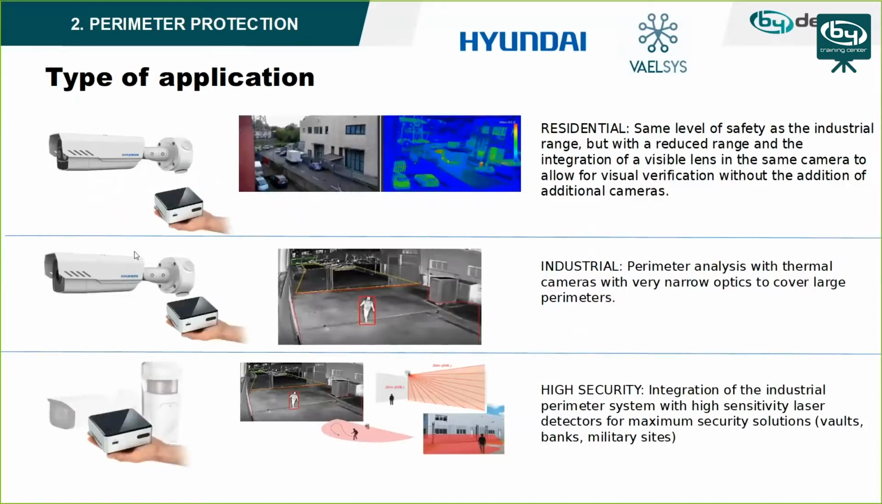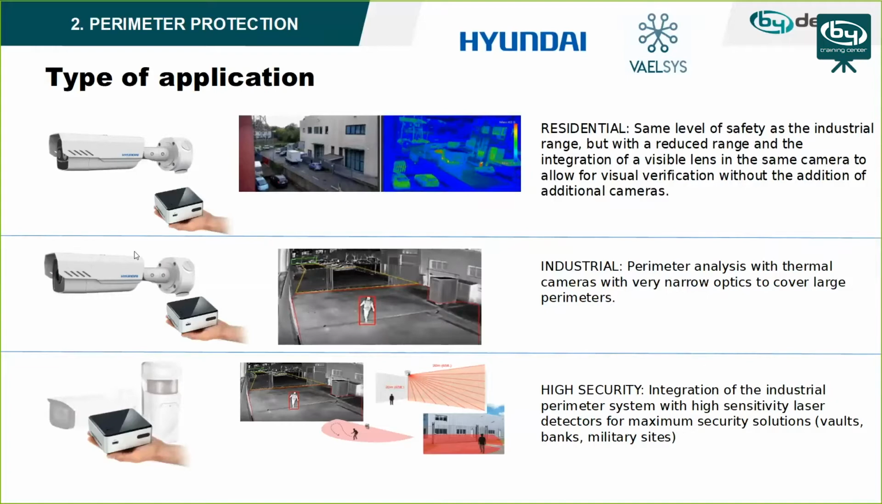We have different types of applications. So we have residential, industrial, and high security applications of these perimeter protections. Residential would give you same level of safety as the industrial range, but with a bit of reduced range in this application. We also have industrial type of application, which gives you a certain quality of perimeter analysis with thermal cameras that allow for narrow optics to cover large perimeters, like on the previous GIF I showed you.